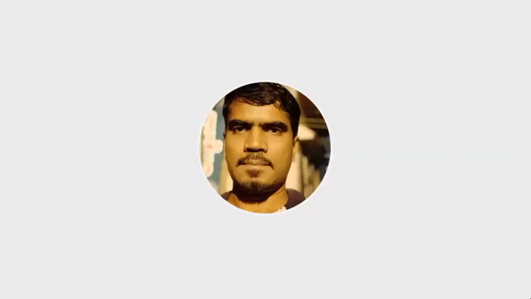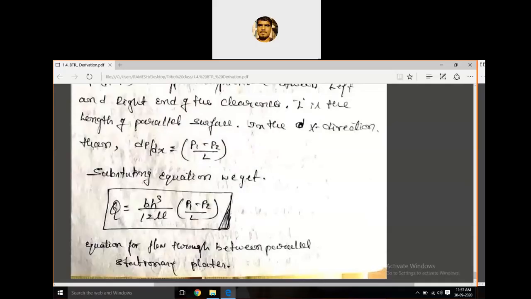These equations you can also see in the data handbook. It is the final equation. By using these equations, we will solve some problems. So flow between parallel plates, flow through a capillary tube, and also Newton's law of viscosity. These are the three simple derivations which will be in your first module.